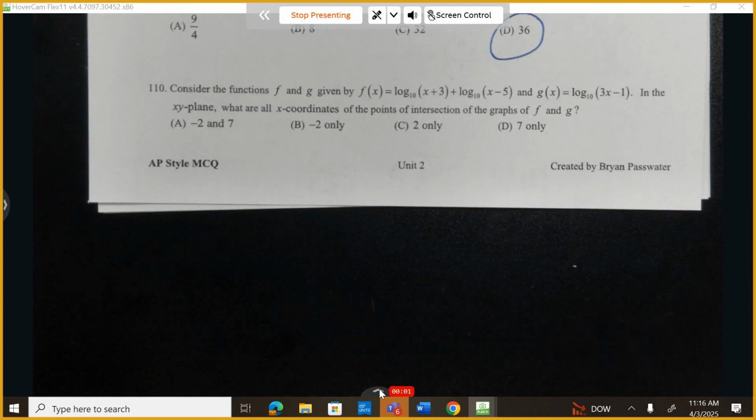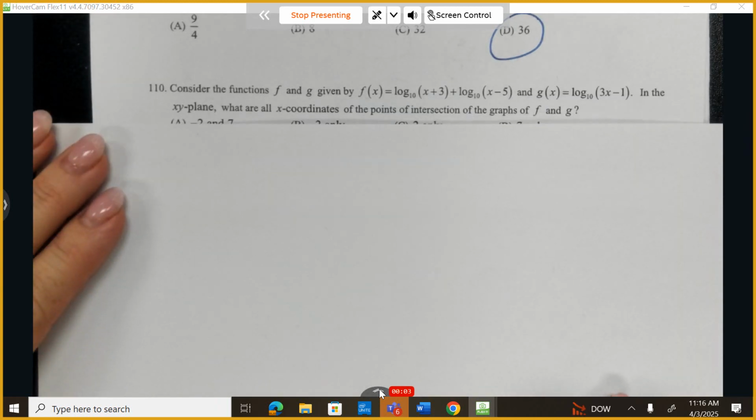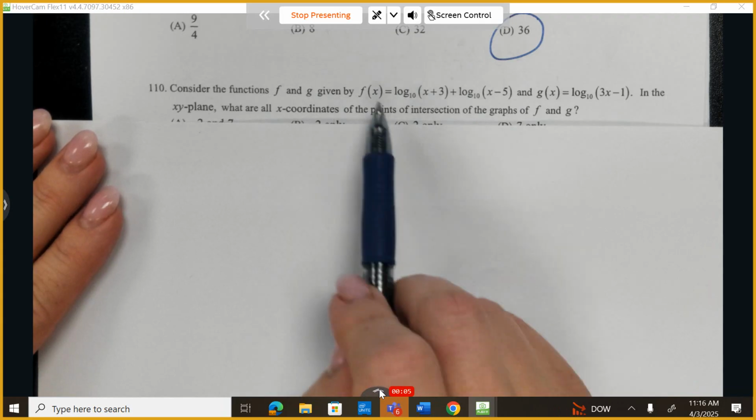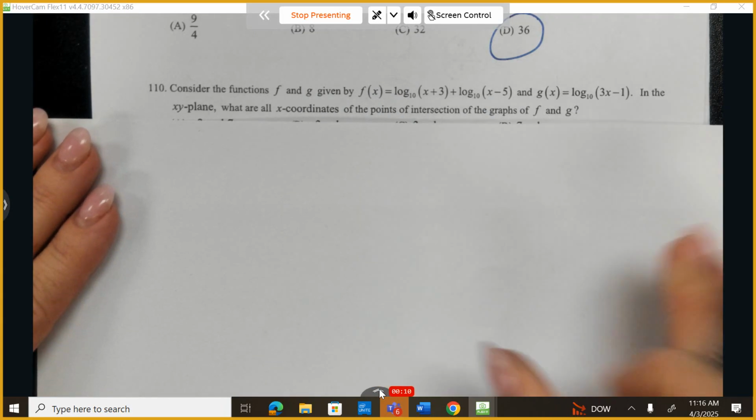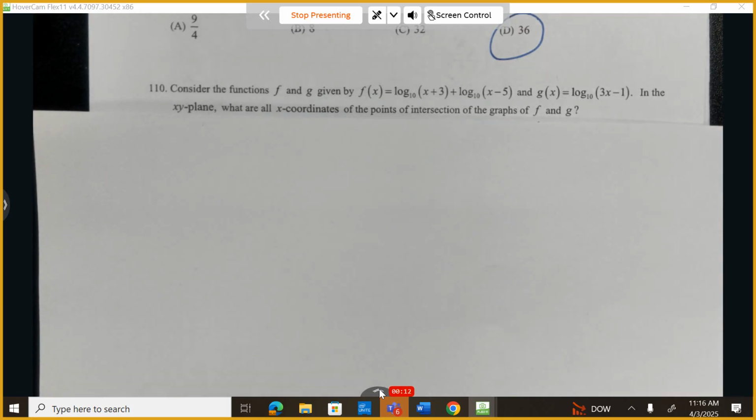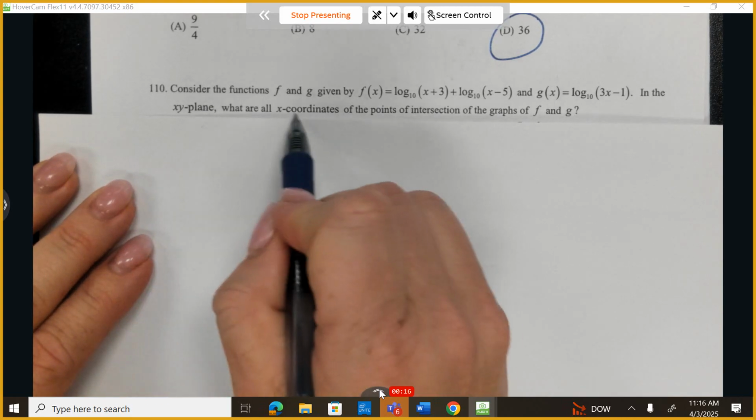This is a tricky one, so I'm going to grab an extra piece of paper here. And similar to other problems we've done, in this case we want to know where the two functions cross, and where they cross will be at a point, and that point, if it exists, would have an x and a y coordinate, and we want to know exactly what the x coordinate is.